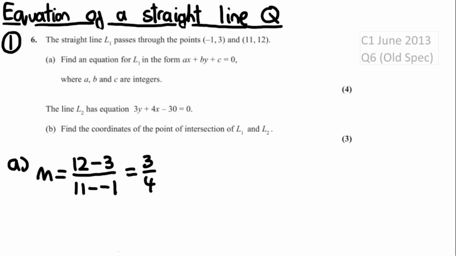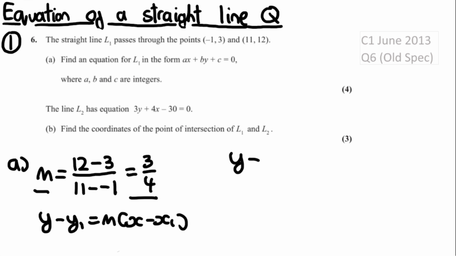So now we've got the gradient, we can use the formula y minus y1 is equal to m(x minus x1). So we can do y minus y1. We can use either of the coordinates. Once again, you can use either of them and you'll get the correct answer. I'm just going to use this coordinate here. So it's going to be y minus 12 is equal to 3 over 4 (x minus 11).